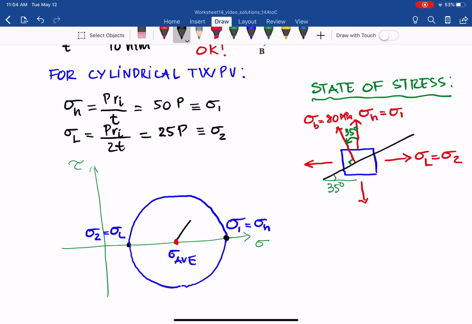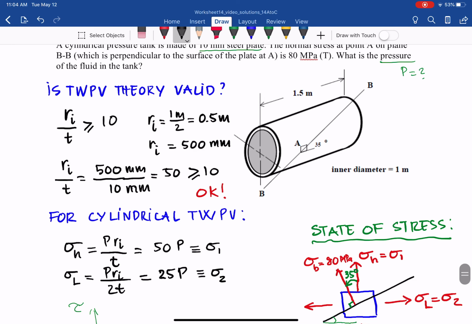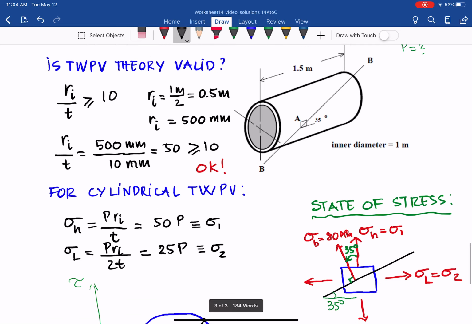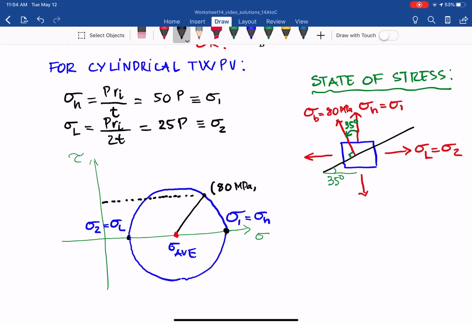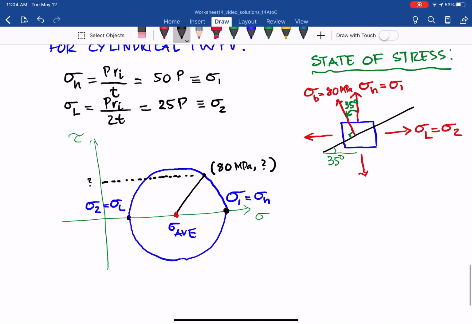And this point basically represents the stresses for plane B. So what does that mean? This point has 80 megapascal for the normal stress, and of course whatever the question mark is on the other side. We are not interested in what the question mark is here, that is the vertical, the tau, because the question doesn't ask that, otherwise we could find it out later on.